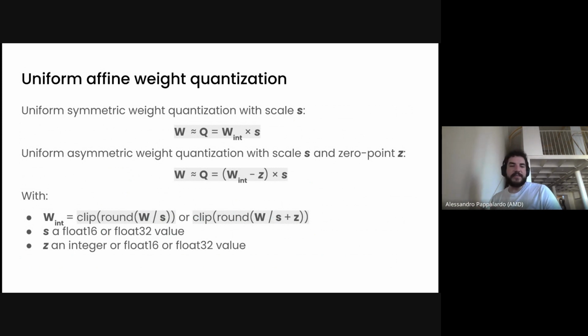And you find that you have these matrices of integer values for the weights, plus a scale that is going to be a float 16 or a float 32 value typically, plus a 0 point that is going to be either an integer, typically quantized to the same precision as the rest of the tensor, or a float 16 or float 32 value, although that's not something that I suggest because it can more easily introduce errors.